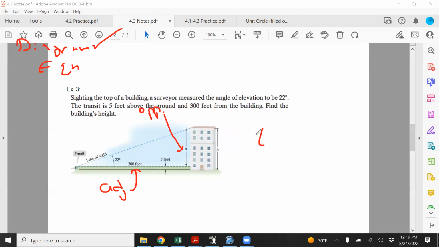I have O and A, so I use tangent again, right? So we use tangent again. And tangent, what's my angle? 22 degrees. Tangent 22 equals my opposite, which is letter A, over my adjacent, which is 300. And I solve for A.